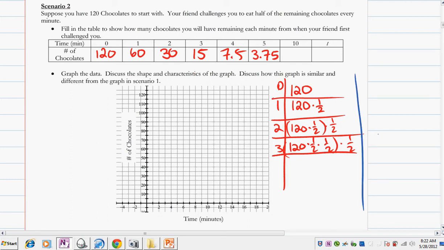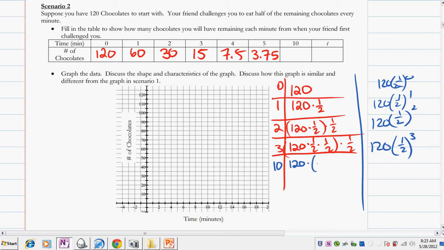Another way to think of it, of course, is that I've multiplied by a half 3 times at 3 minutes, which is 120 times a half, times itself 3 times. This would be 120, 1/2 squared, and this is 1/2 to the first, and this is 1/2 to the 0. So the general function, if I wanted to find this for 10, I could do 120 times 1/2 to the 10.